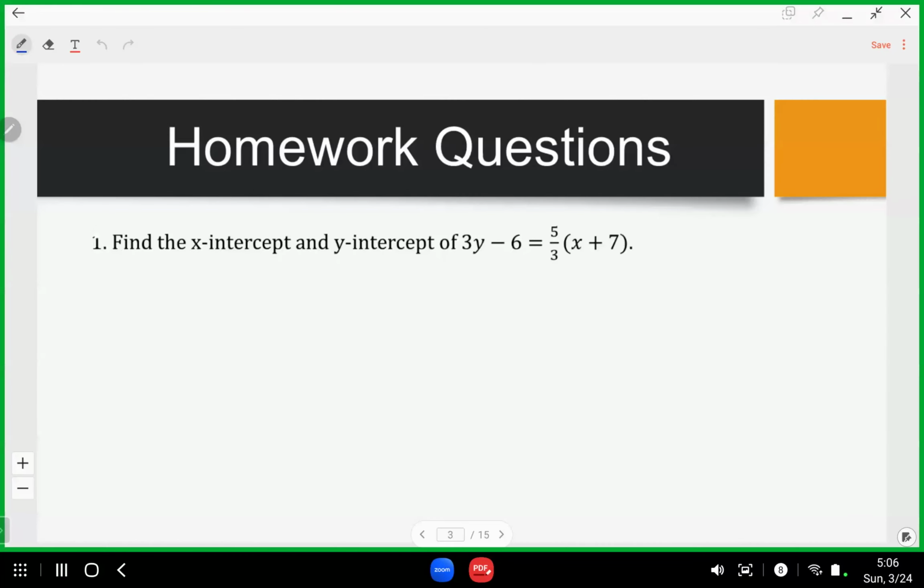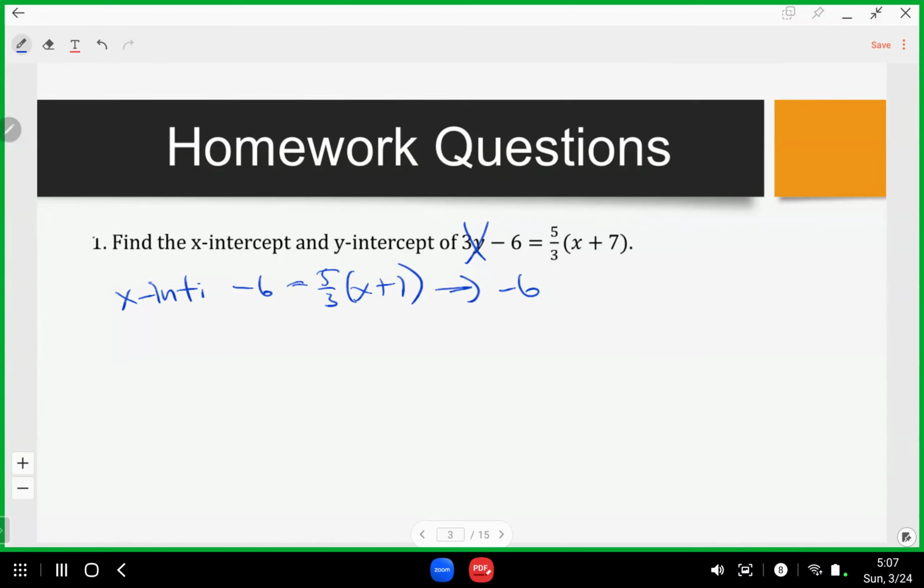So to find the x and y intercept, you need to really focus on the definition of what the intercept really is. For the x-intercept to exist, the y-coordinate needs to be 0 because it touches the x-axis. So to find the x-intercept, we just need to set y equal to 0, and this just goes away. We have negative 6 is equal to 5 thirds x plus 7.